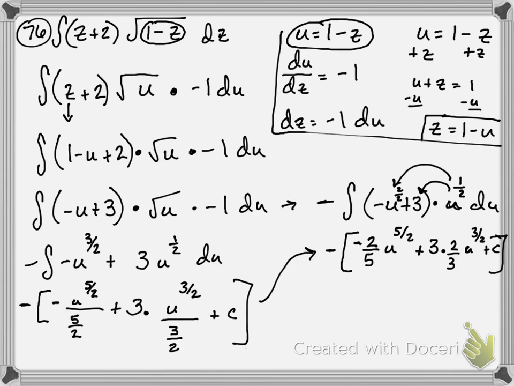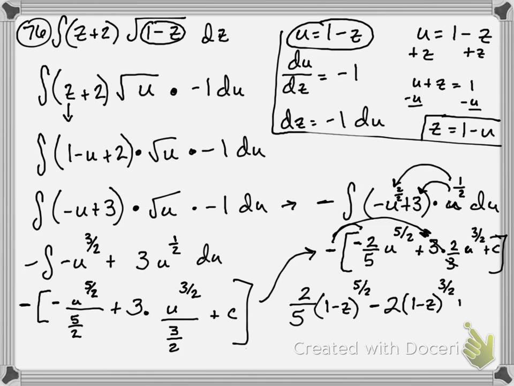I'm gonna go ahead and take this negative inside everything. So that's 2/5. What's my u? My u is actually 1 minus z to the 5/2 power. I'm going to take my negative into the 3. 3 times 2 is 6, 6 divided by 3 is just 2, right? So subtract 2 times (1 minus z) to the 3/2 power, plus C. So that one had a lot of stuff going on, but it's just working with our algebra there.